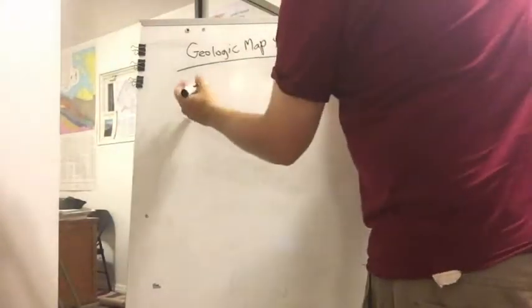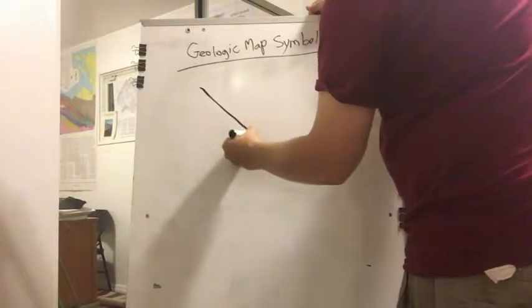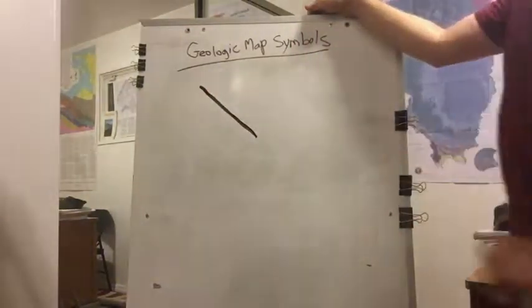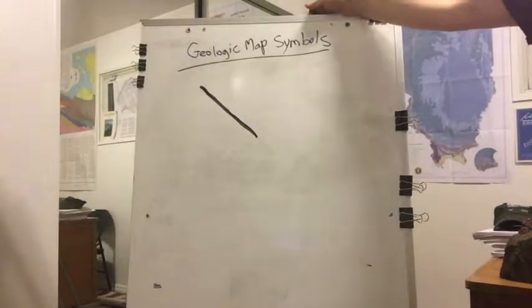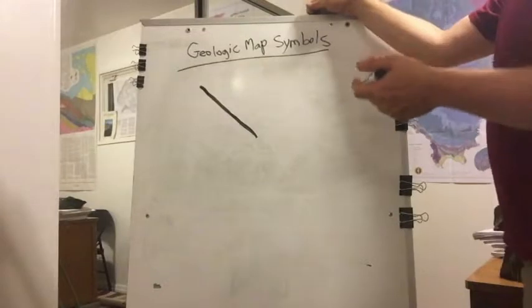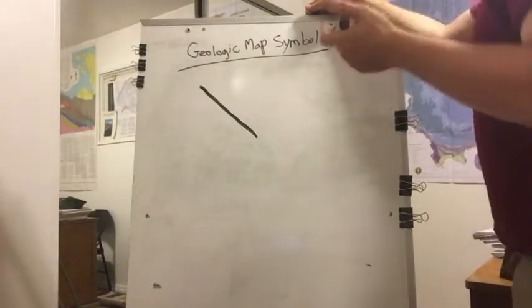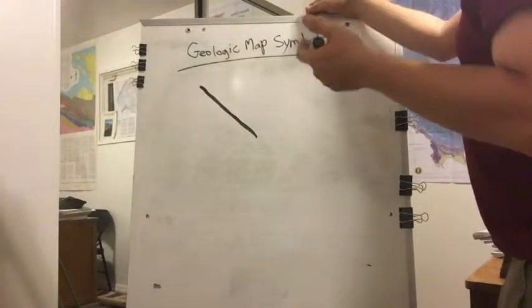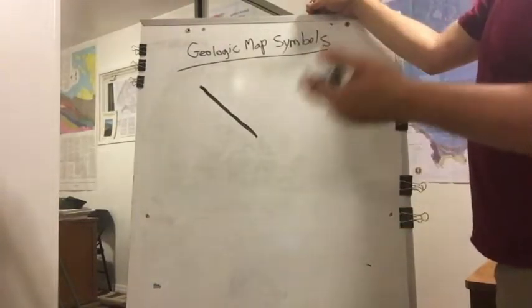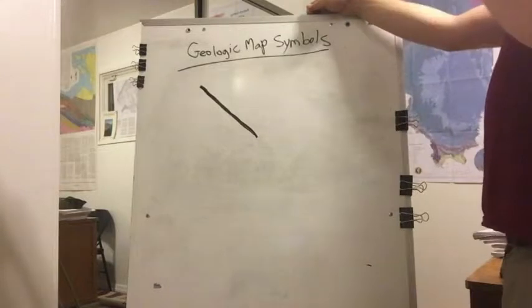Faults on a geologic map will always be, or mostly be, the thickest black line on the map. Now, a fault is, by definition, a break in the earth. It's the plane along the break where movement has occurred. If you don't have movement, you don't have a fault, you have a fracture or a joint.